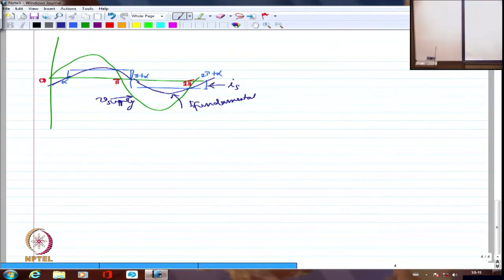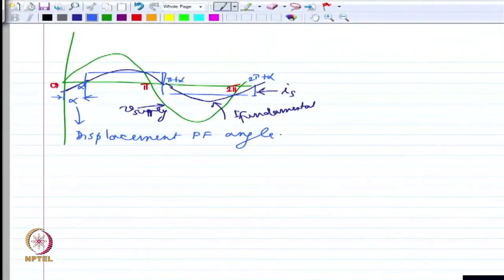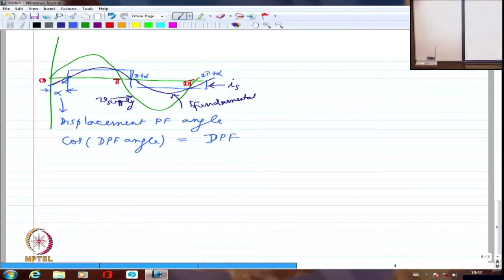Right? Now whatever is the displacement between the fundamental voltage and fundamental current, between these two, this angle, this is alpha in this case, this is called the displacement power factor angle. And cos of this displacement power factor angle is known as the displacement power factor. So I will have essentially this contributing towards the requirement of reactive power.